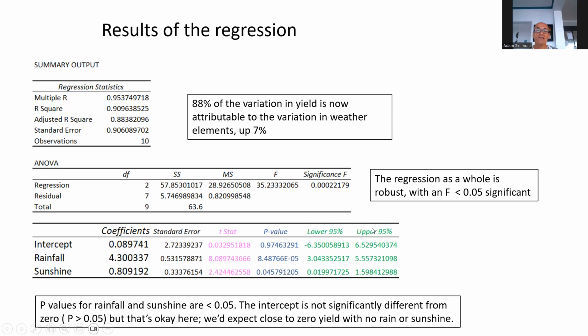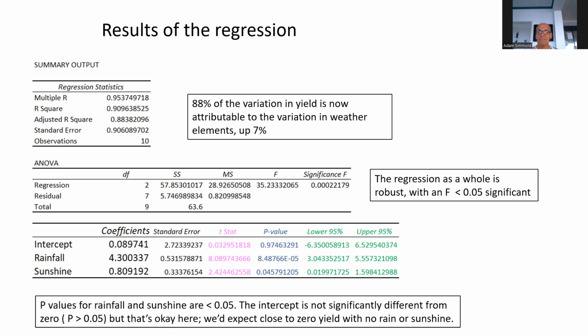And finally, let's look at the coefficients of the variables. I'm going to leave intercept to one side for a minute. But rainfall and sunshine, you can see that in both cases, the p-value is below 0.05, just about in the case of sunshine, but still it's below 0.05. So we're happy that both of those coefficients are significantly different from zero.